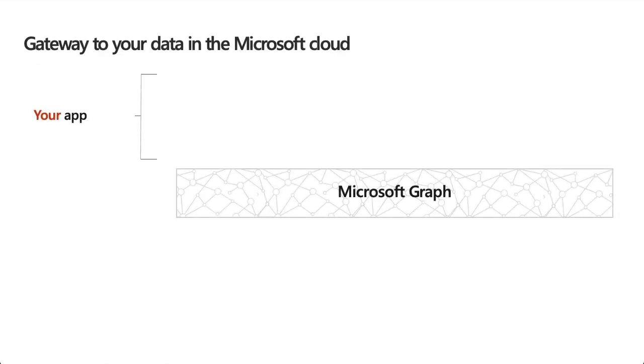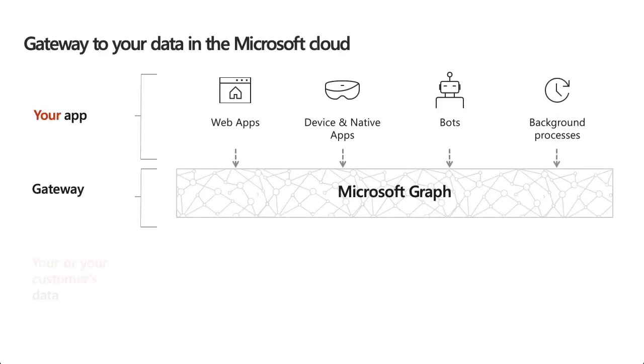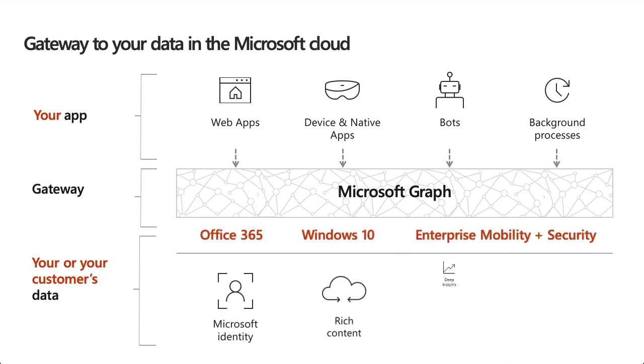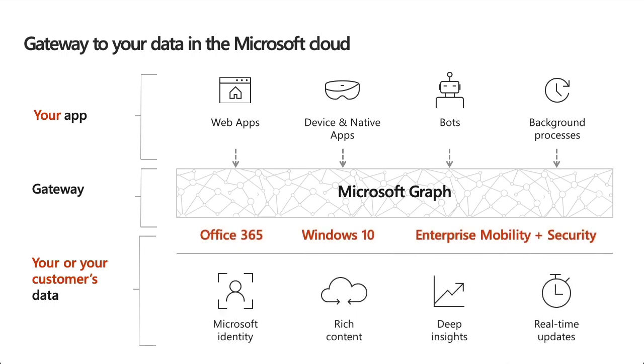Now, Microsoft Graph is the gateway for all of your data in the Microsoft Cloud, from Office 365, Enterprise Mobility and Security, to Windows 10. Microsoft Graph enables developers to build applications that can provide users access to their data, and developers and users can access their data with Microsoft Graph by authenticating and authorizing users with Microsoft Identity.